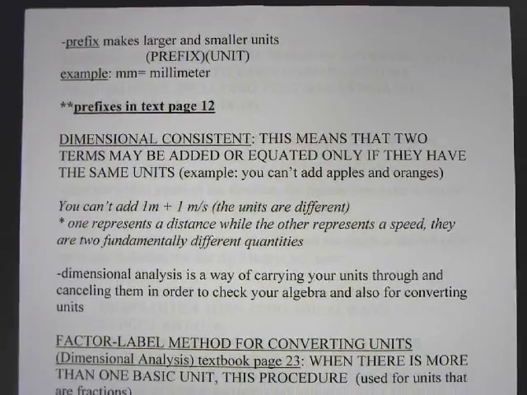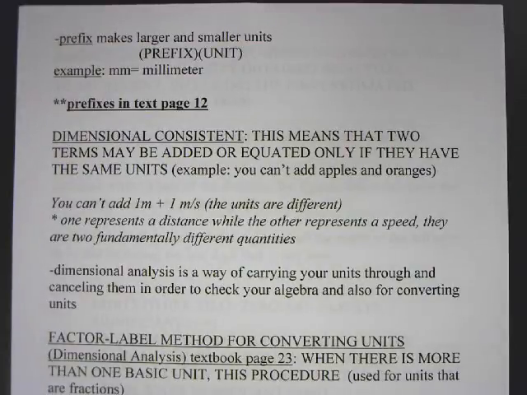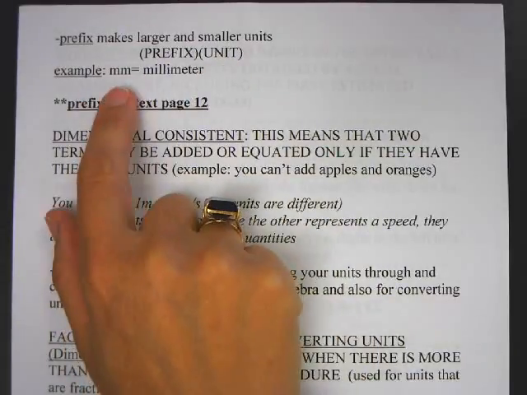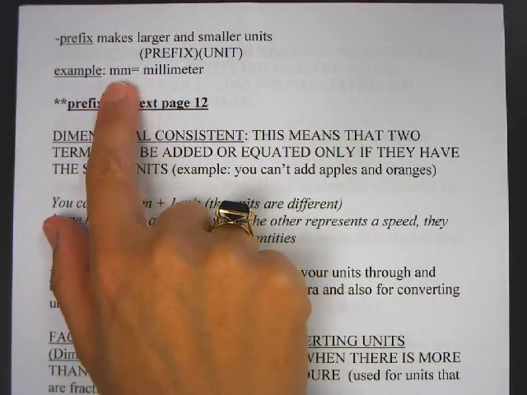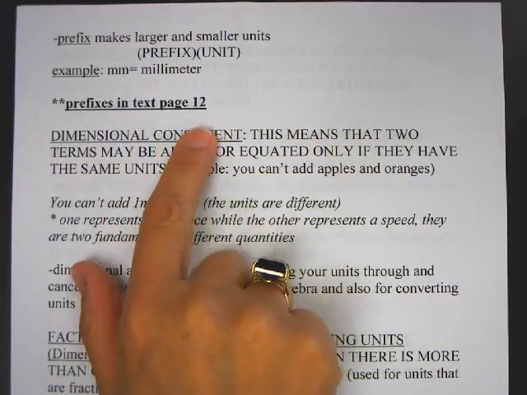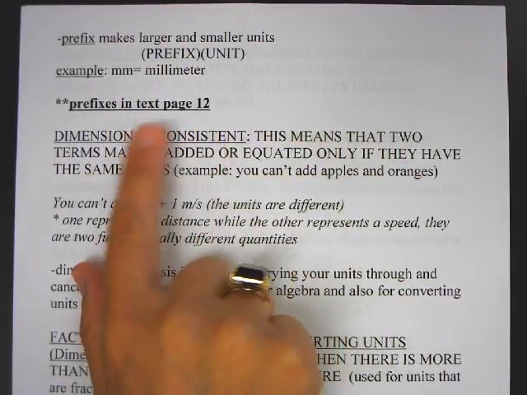Now, a meter is kind of big. And if I was to measure something really small, like we're going to do in our density lab next week, a meter is too large of a unit. So we have something called a prefix, and a prefix makes a unit larger or smaller. The prefix always comes first and then the unit. So the example is if I have a little m and I have two of them, the first one is the prefix and the second one is the unit. So this is millimeter. Now the prefixes are in your book on page 12, and I'll also give you a handout.